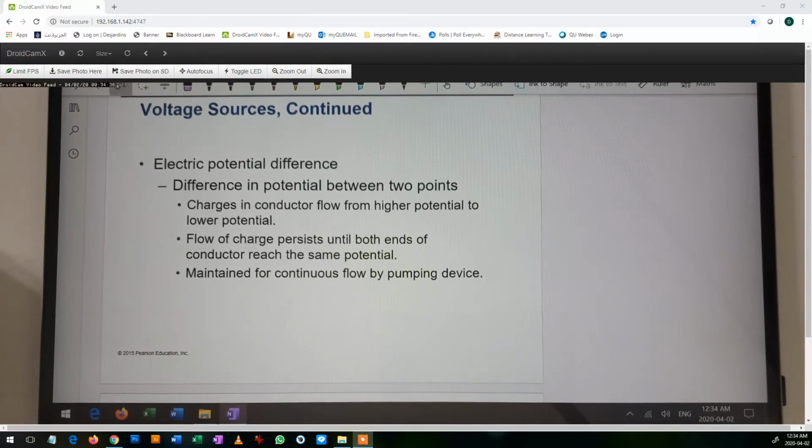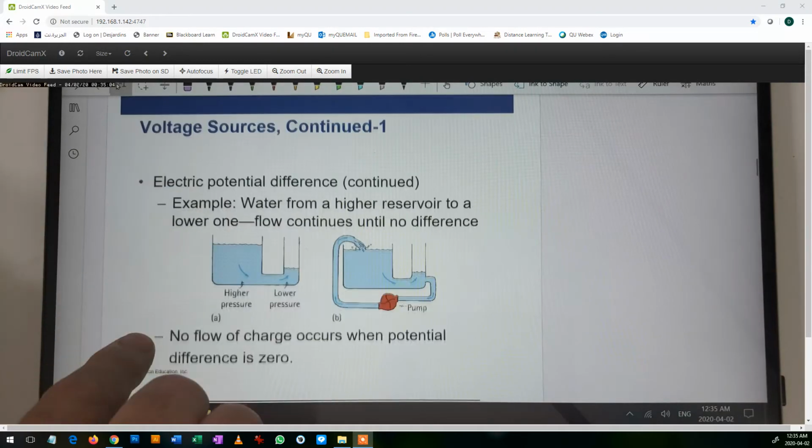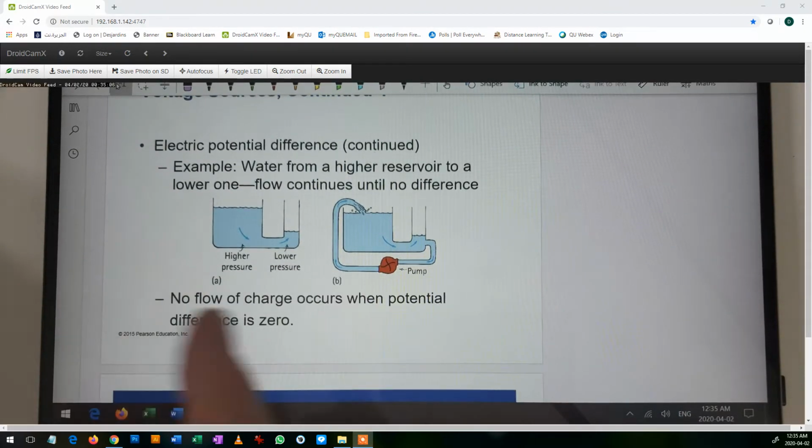Like the drawing we discussed, because we have a high level of water and a low level of water, flow of charge persists until both ends of the conductor reach the same potential, same height, if we have water containers. And then maintained for continuous flow by a pumping device, like we said, a power supply, a continuous source of power. The same drawing again, because he wants to explain the concept.